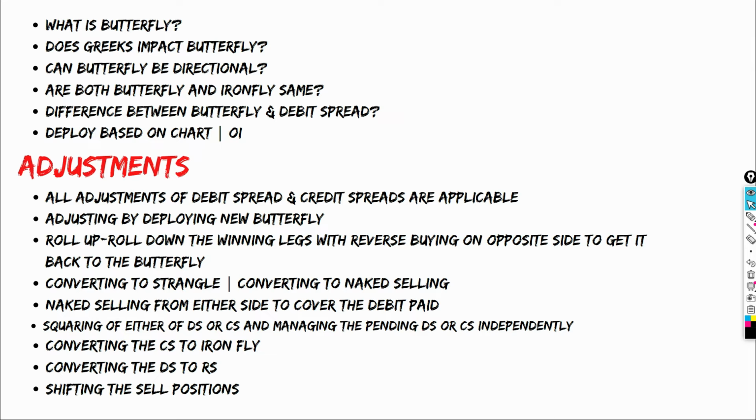That's it. And what is a strangle? Basically one naked call and one naked put sold. What is a straddle? Basically an at-the-money call and put sold. What is a debit spread? You go OTM, buy one option, and you go somewhat further OTM and sell another.